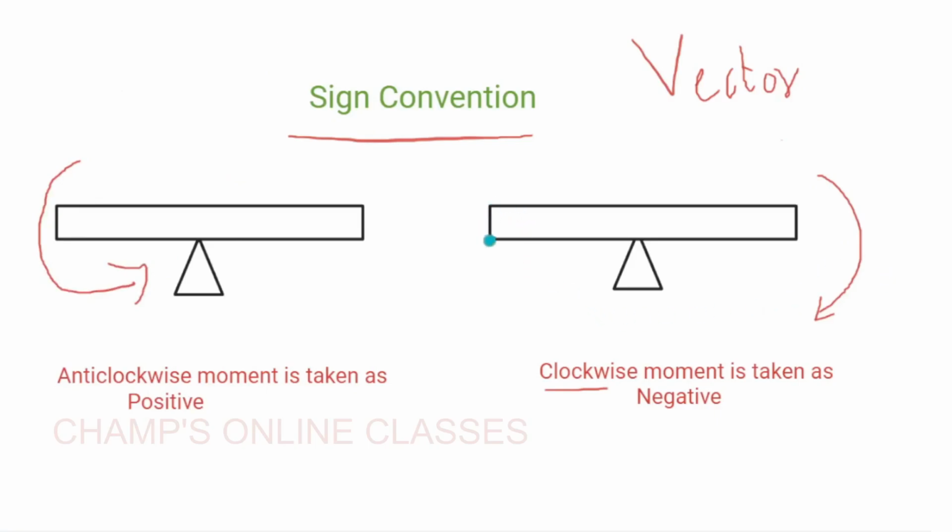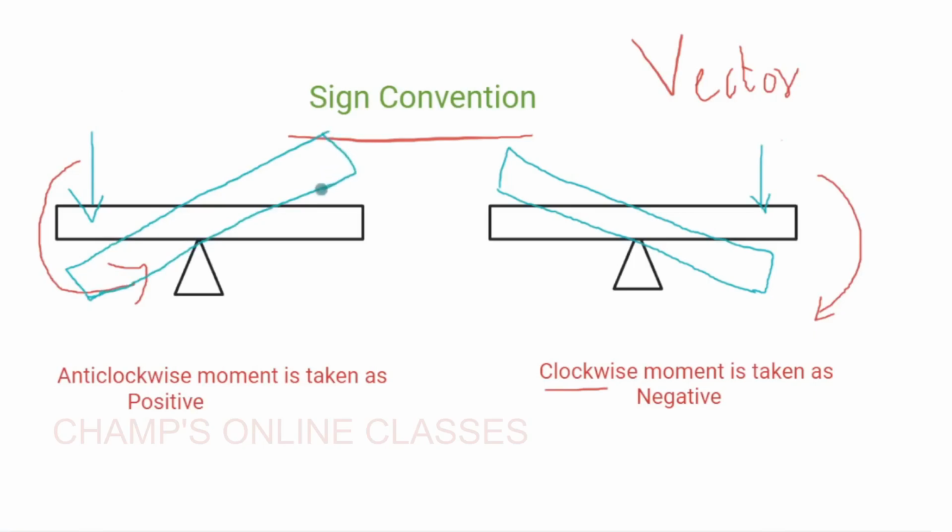Now let's see it on this beam, which is on a fulcrum. When I am applying force on this end, how will this beam bend? It will bend something like this. So this moment we call a clockwise moment as it is moving in a clockwise direction. For an anti-clockwise moment, when we apply a force on this side, it will move something like this. This is known as an anti-clockwise moment.